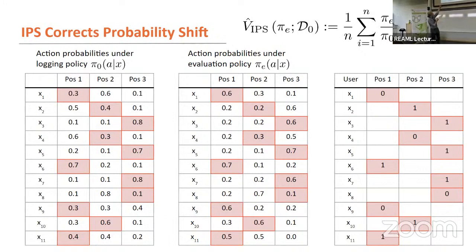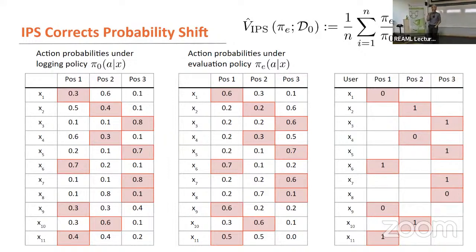So there it's the other way around. Position 2 was chosen, had a probability of 0.4. Under the new policy that we want to evaluate, it's only half that. So we downweight that by a factor of 0.5. And by doing this weighting, we're just upweighting and downweighting the right way. And we get something that's unbiased. It's the correct value in expectation.